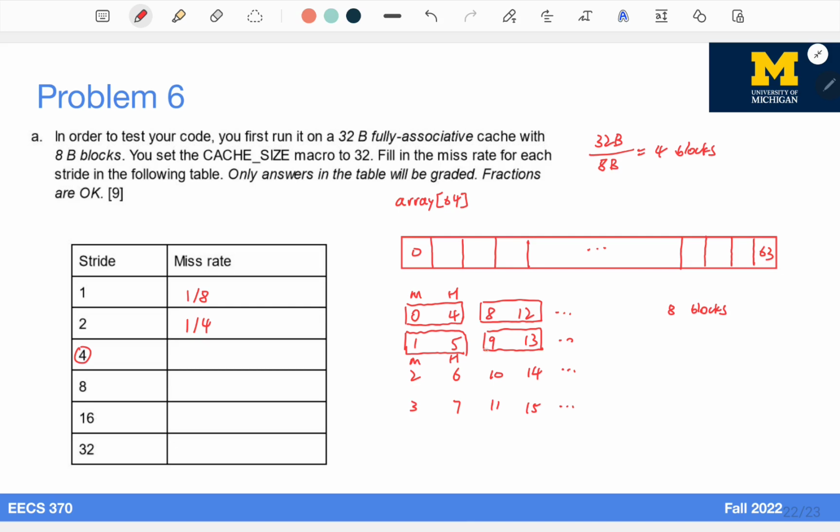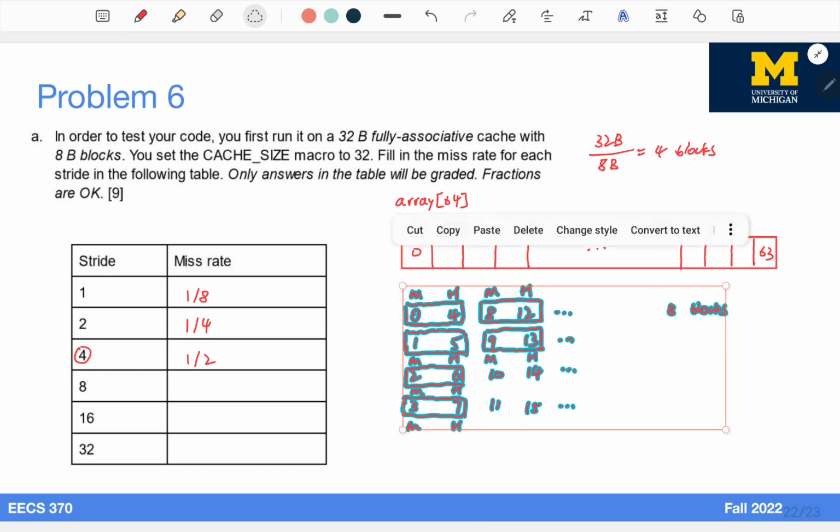9 and 13 block, we will also have a miss for 9 and a hit for 13. And similarly, for the 2 and 6 block, we will have a miss for 2 and a hit for 6. And for this 3 and 7 block, we will have a miss for 3 and a hit for 7. Therefore, when stride equals 4, our miss rate would be 1/2.